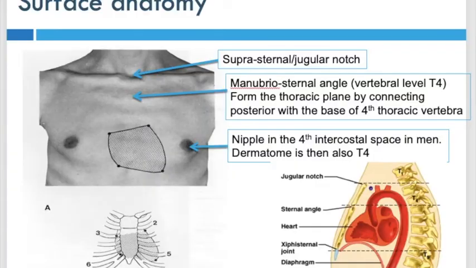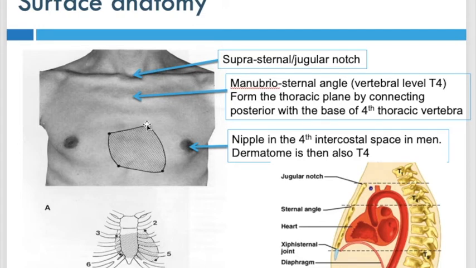So let's have a look at the next slide. This is another surface anatomy slide. Here we have the suprasternal notch, the manubriosternal angle, and the 2nd costal cartilage, 2nd intercostal space. If we are talking about the heart itself, you will see that we can also trace the edges of the heart on the anterior chest wall.